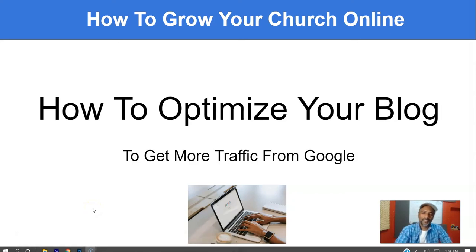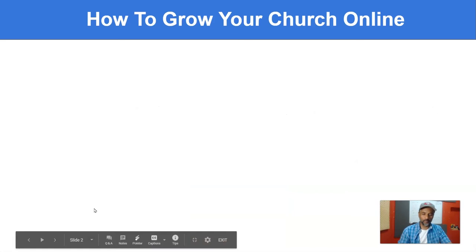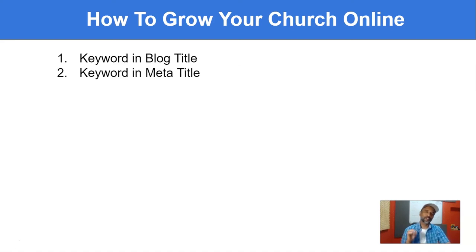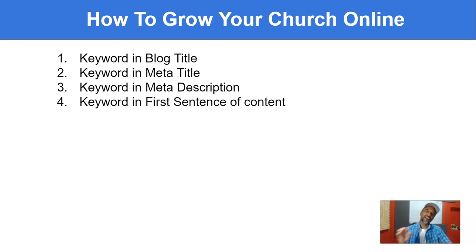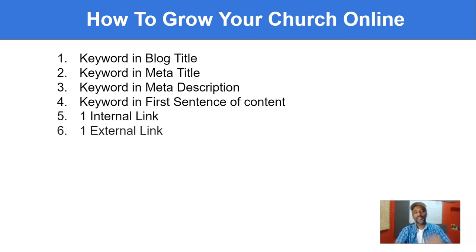All right, here are some of the things that we're going to be covering in this quick class. One of the things we're going to be covering is how to put your keyword in your blog title. Number two, how to put your keyword in your meta title. If you don't know what a keyword is, I'll break it down for you. Number three, how to put your keyword in your meta description. Number four, how to put the keyword in the first sentence of your content. Number five, how to put one internal link. Number six, how to put one external link.